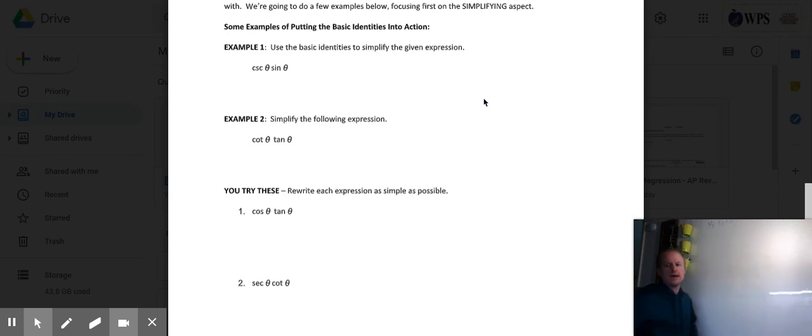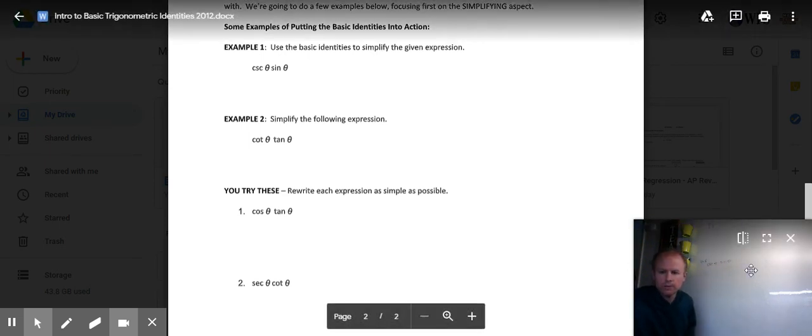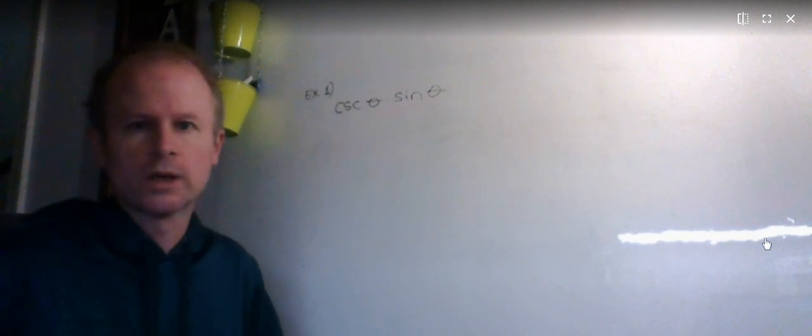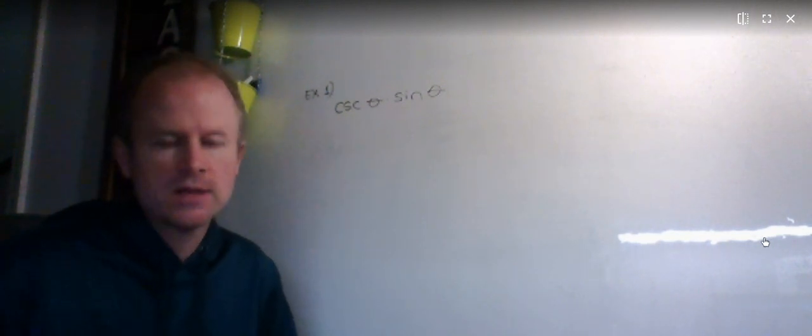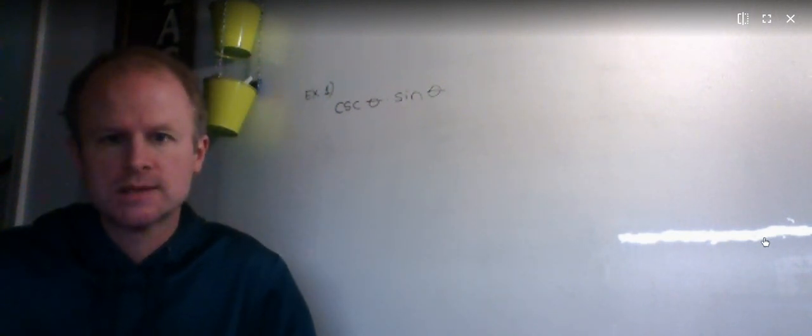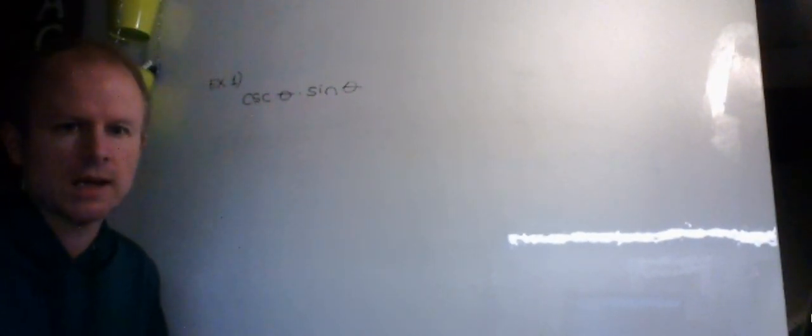All right, so if I have cosecant of theta times sine of theta, and I want to simplify that, what we're going to do is change everything into something involving sines and cosines. And this is a strategy you're going to use again and again in this section. So we're always going to think about how could I change this into something involving sines and cosines.